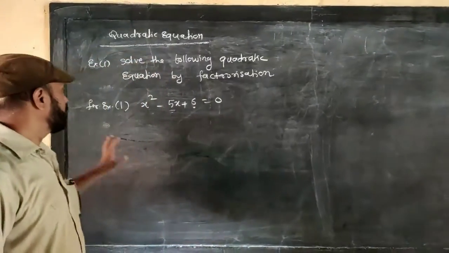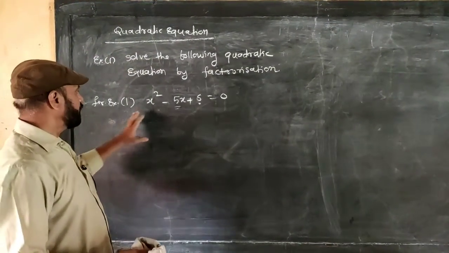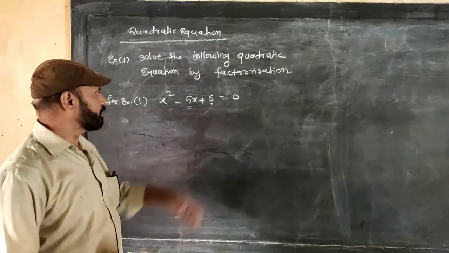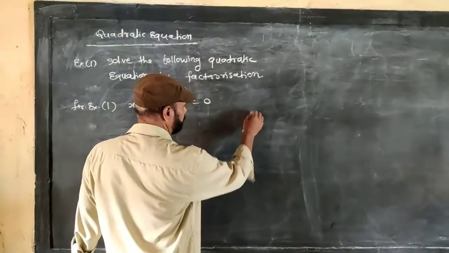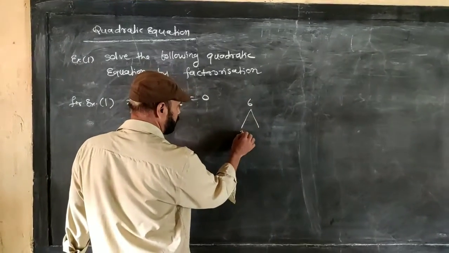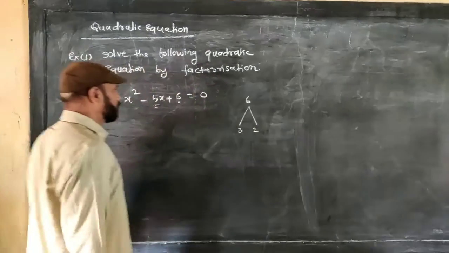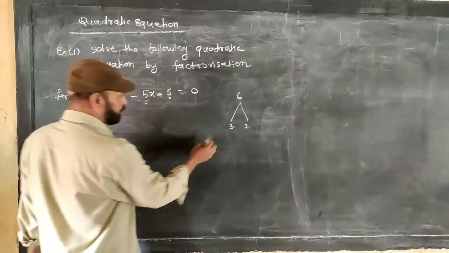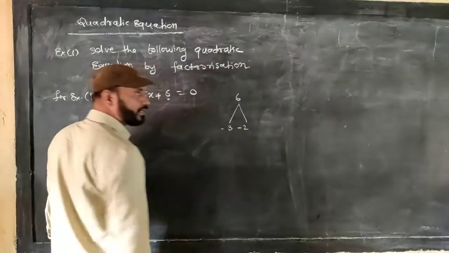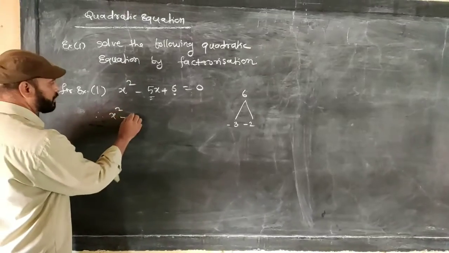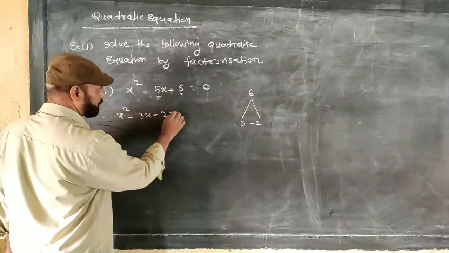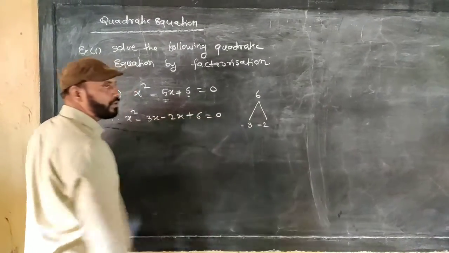To solve the given quadratic equation by using the factorization method, we have written the first example here: x square minus 5x plus 6 is equal to 0. Splitting the middle term, 6 factors as 3 into 2. But here it is minus 5, so minus 3 plus minus 2 gives minus 5. Now we write x square minus 3x minus 2x plus 6 is equal to 0.